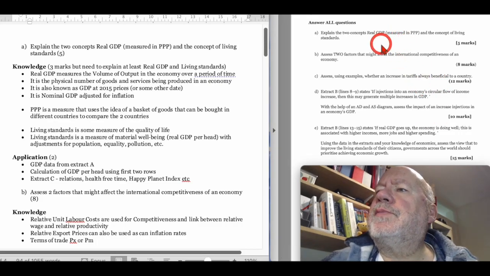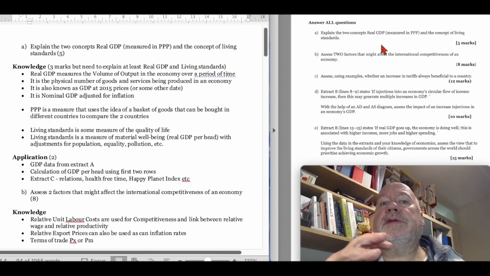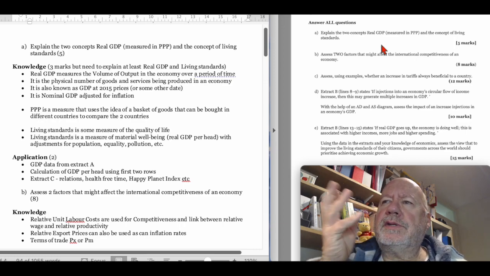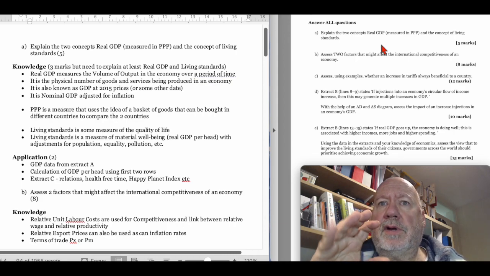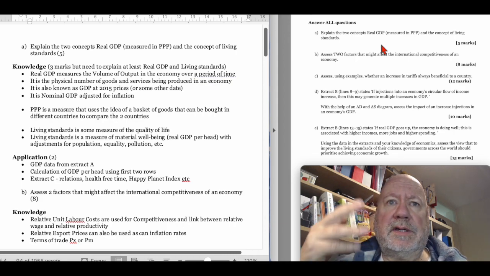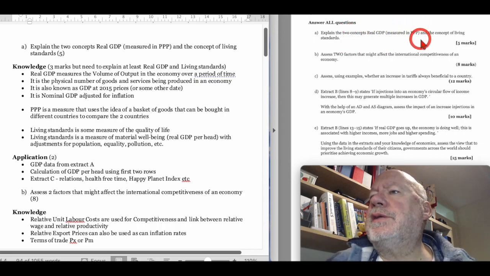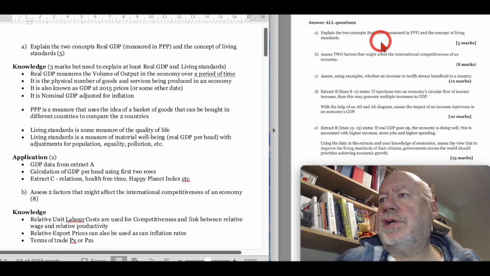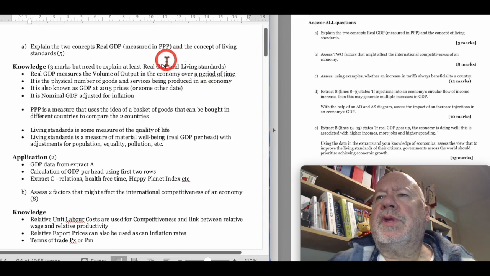Mark scheme for this particular paper. I just thought it'd be useful to give you an idea of how to answer these sorts of questions, particularly concentrating on the grade and the mark structure for a 5, 8, 10, 12, 15. The first question here was to explain the concepts of real GDP measured in purchasing power parity and the concept of living standards. So you had to try and explain what these two meant.